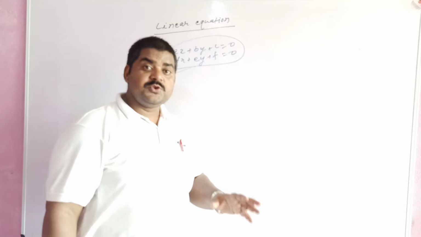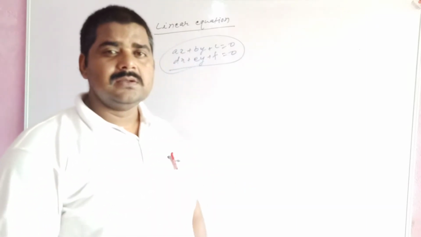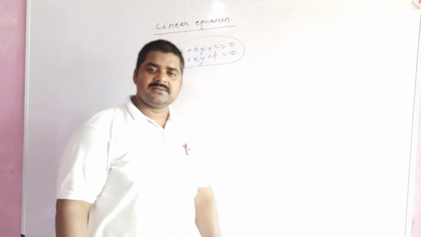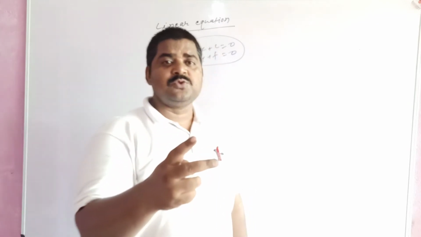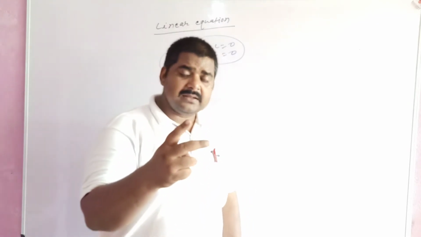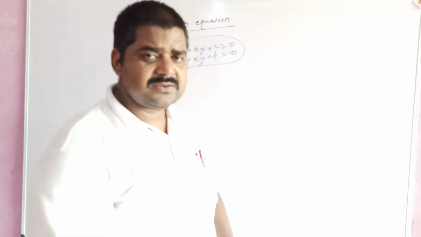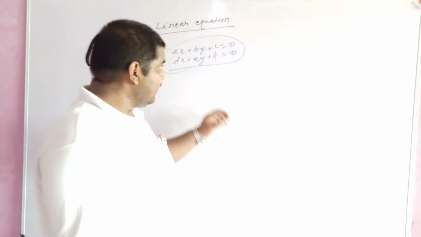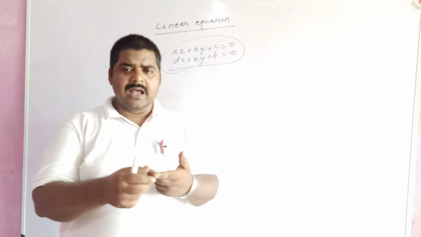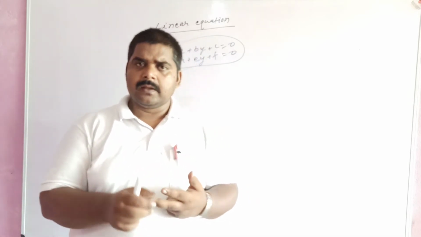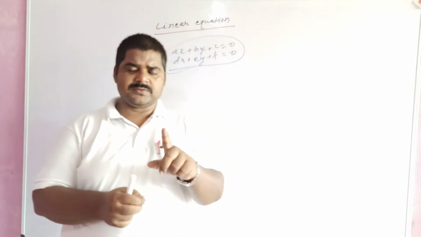And how many solutions are possible? Then you must know that it depends on several conditions. When two linear equations in two variables have been given, then three possibilities are there. The first possibility is that it may have one and only one solution, meaning one value of x and one value of y. This is the first case.